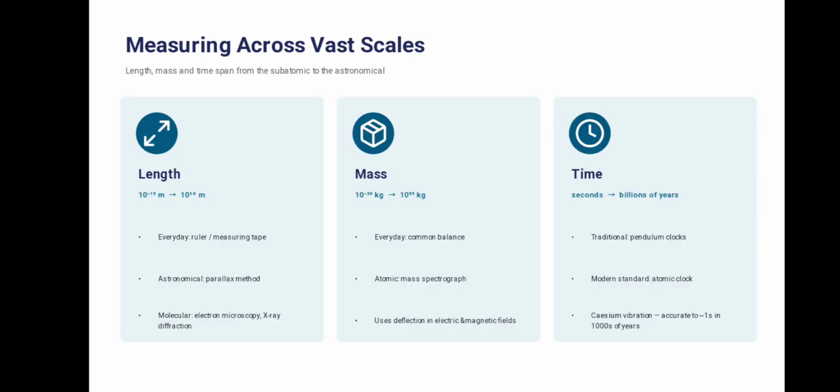Let's now look at how we actually measure these fundamental quantities in practice, because the range of sizes in the universe is mind-bogglingly vast. Length can range from the size of a proton, about 10 to the power of minus 15 meters, all the way to the size of the observable universe, around 10 to the power of 26 meters. Obviously, you can't use the same method to measure both. For everyday lengths, we use rulers and measuring tapes.